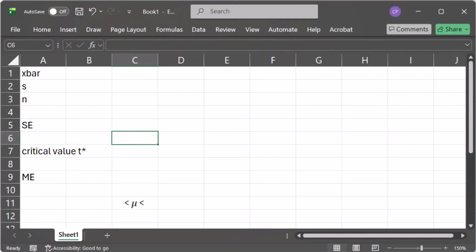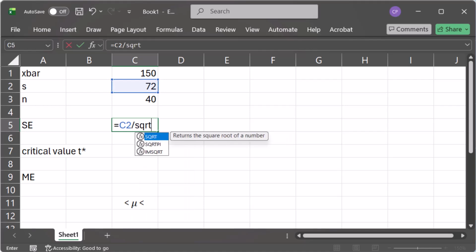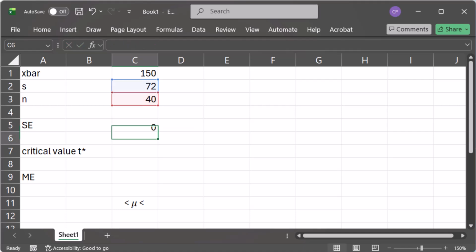So I'm going to be calculating this in Excel. I've created just some labels to help organize my information. I'm going to put X bar in here. That was 150. I have S, that was 72. N was 40. That's all information about my sample. Then the standard error, which I had on the screen there, would be the standard deviation. So I'm going to do an equal sign, click on my standard deviation S, that was the 72, divided by square root, so SQRT, parentheses, and then I'm taking the square root of 40. So you could just type those numbers in, or if you have them stored in cells, click on them like this, and this calculates out to 11.3842.